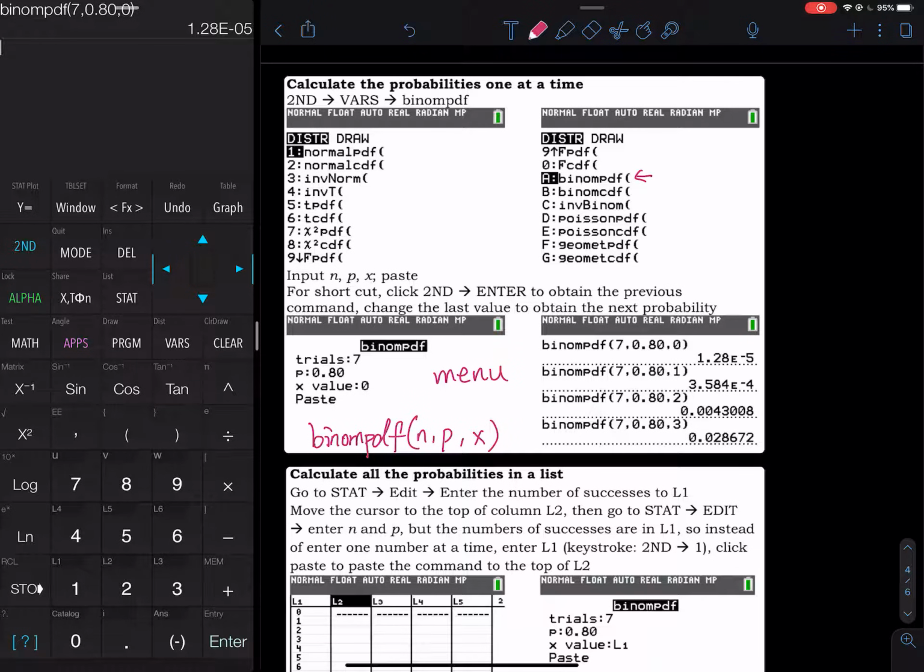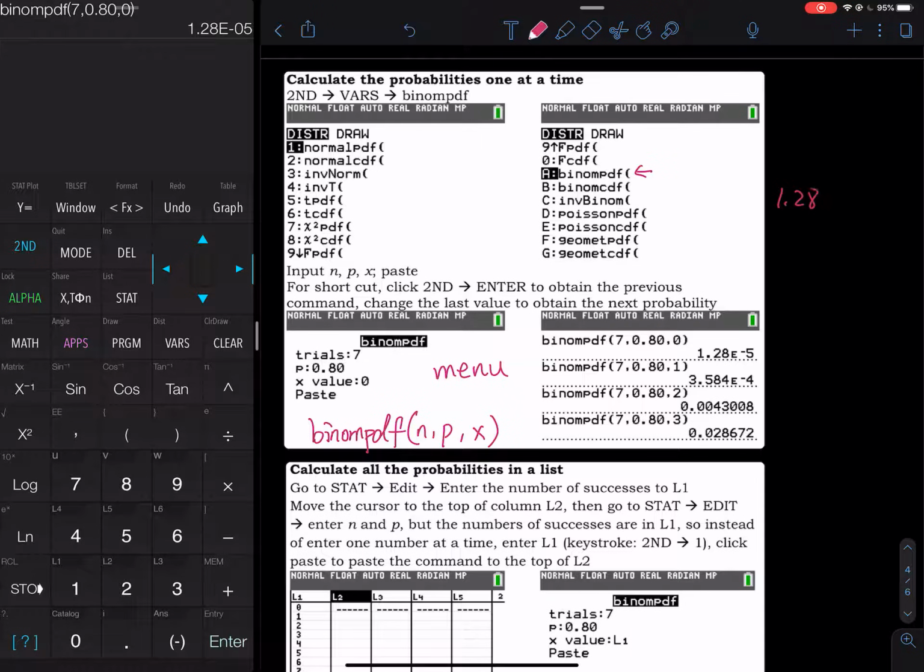This is a 1.28 E negative 5. What is the E? 1.28 is not the probability. The E negative 5 is times 10 to the negative 5. If you have no idea what this is, you have to look up a resource online and learn scientific notation, because we will see this type of number in statistics all the time. That means the probability is very close to 0.